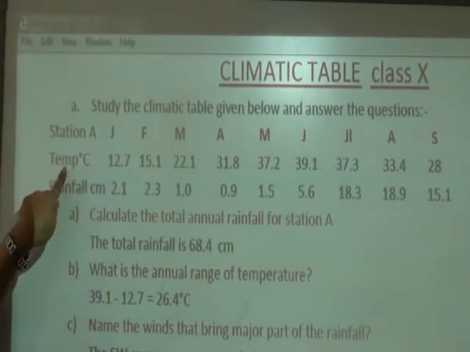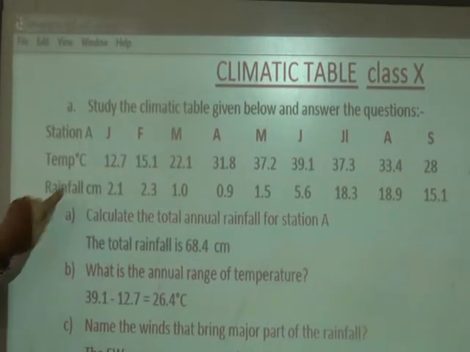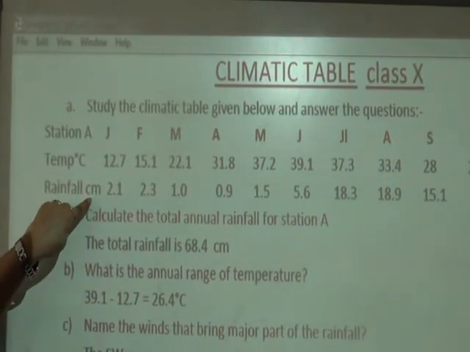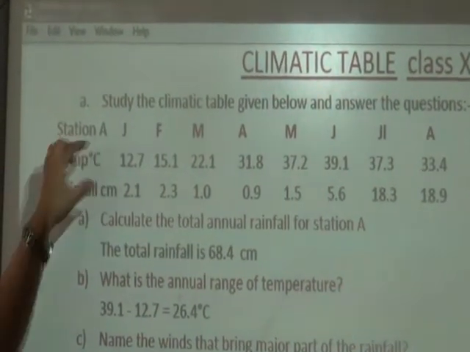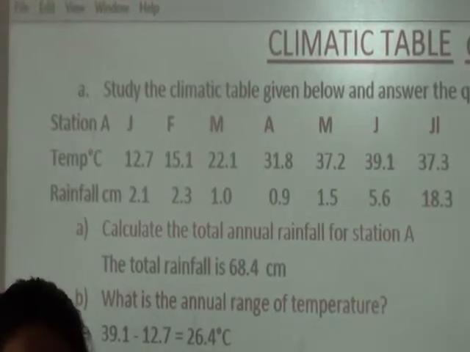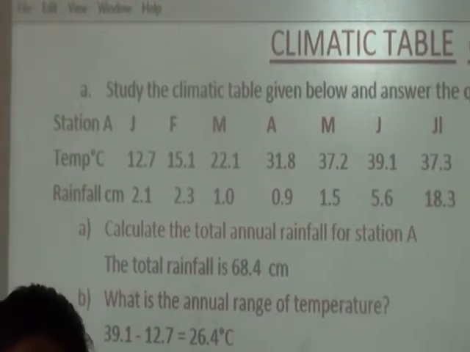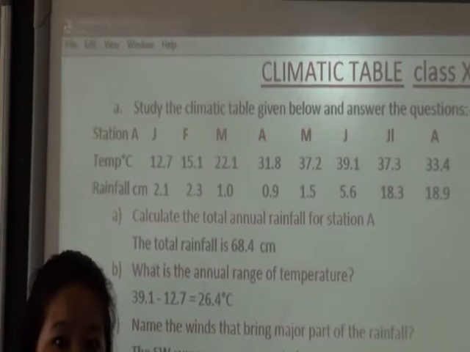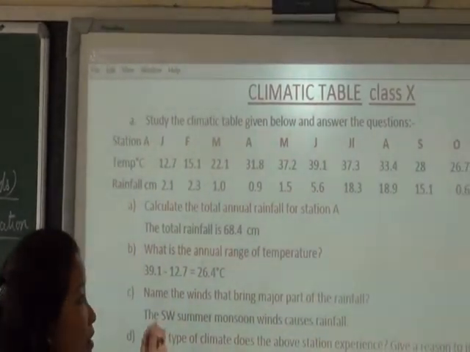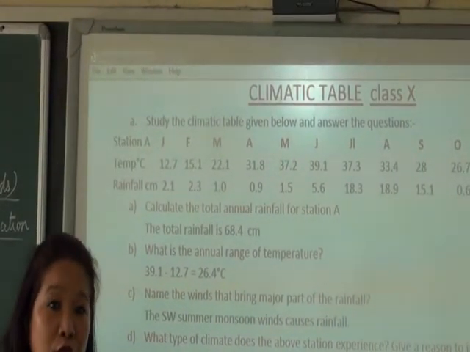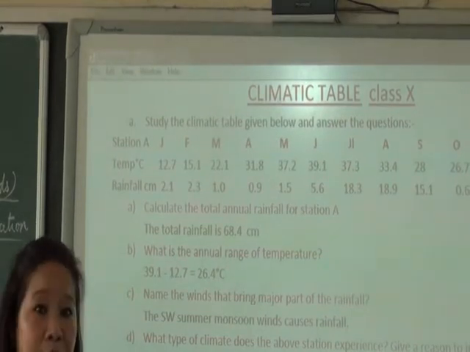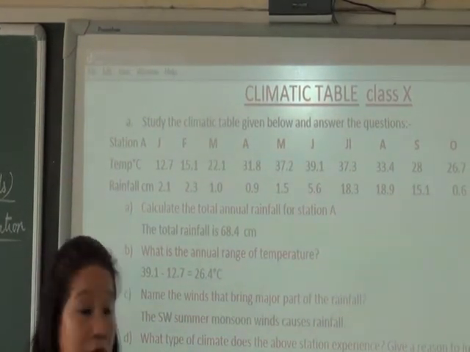Temperature, if you look at it, is in degrees Celsius. Rainfall is in centimeters. So these are the units. Remember, boys, units are a must. Just remember, no unit, no marks. You will not get marks even if the calculation is correct, if you do not write down the units. So remember to write down the units correctly.